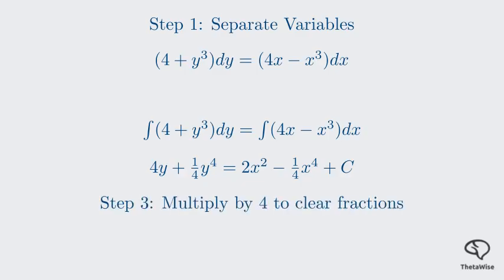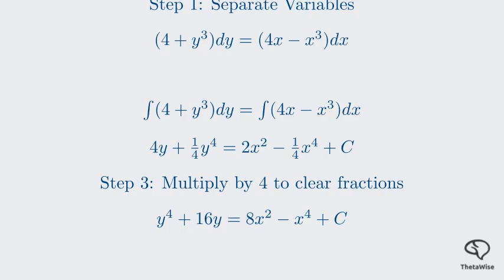To make our lives easier, let's multiply the entire equation by 4 to clear the fractions. This gives us y to the 4th power, plus 16y equals 8x squared minus x to the 4th power, plus a new constant, which we'll still call c.